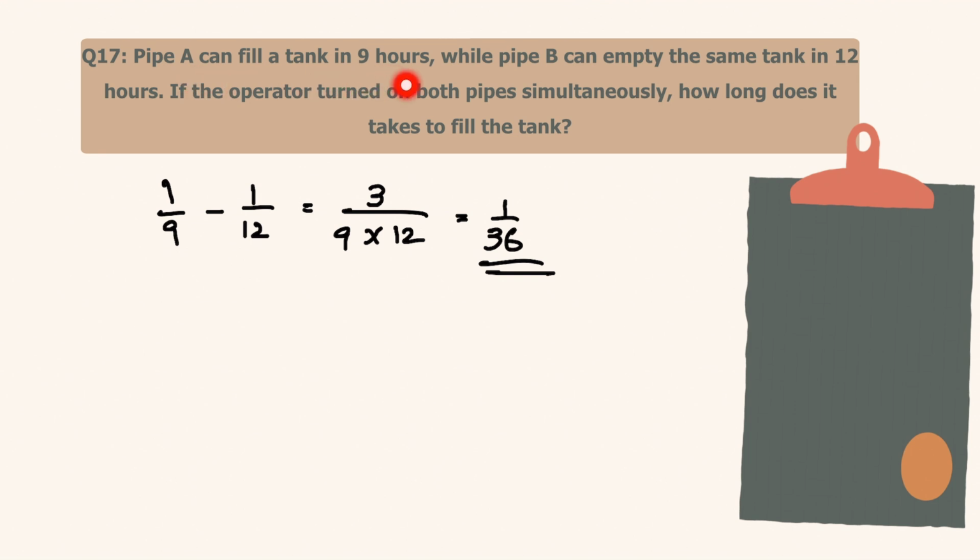Pipe A will fill in 9 hours and pipe B will empty in 12 hours. So it's a negative work. Why am I taking negative here? Not because it is emptying, but because this work is greater. And in the question they are asking how long it takes to fill the tank. That's why we are taking filling the tank as positive and this as negative work.